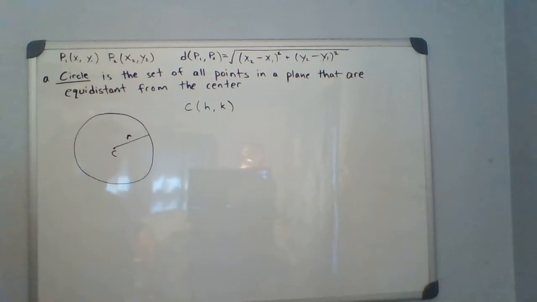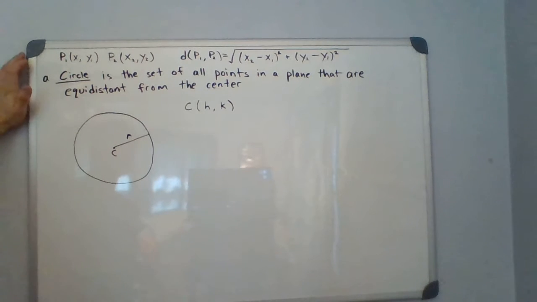This video is going to be on the algebraic definition of a circle and how it's derived from our geometric interpretation of a circle. So I wrote this definition here. A circle is the set of all points in a plane that are equidistant from the center.